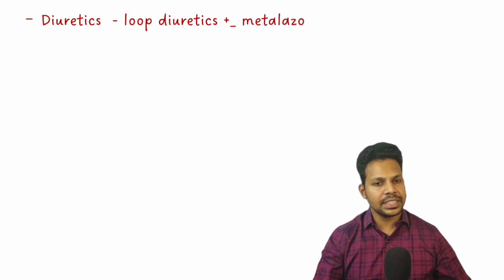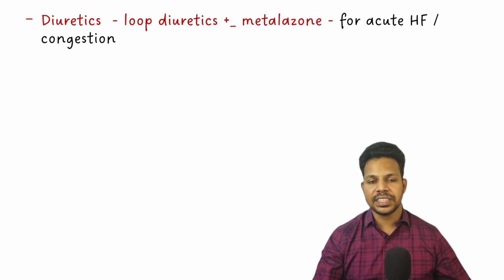Now, if the patient has congestive symptoms like pulmonary congestion and pulmonary edema, and if the patient comes in acute heart failure as well, the first drugs that should be given are the diuretics. Preferably high ceiling diuretics like loop diuretics, that are torsemide and furosemide, can be given. Along with them, if you want, you can add a thiazide diuretic like metolazone.